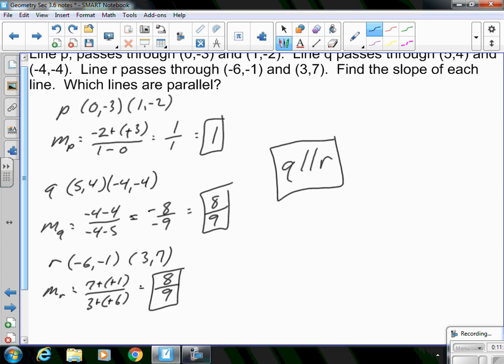Questions there, anybody? So far it's just using the slope formula, and if the slopes are the same, they're parallel.